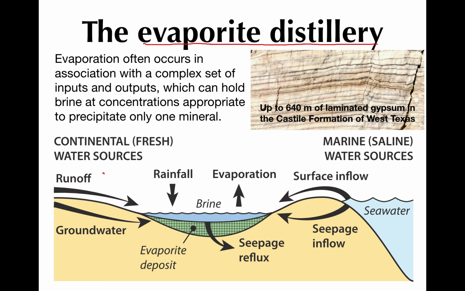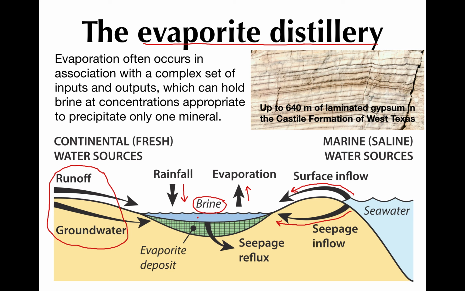We have freshwater input, either at the surface or from groundwater, that can go into this brine. We have water being removed by evaporation. We can have water being added through rainfall. We can have inflow of marine water, salt water from the ocean over the surface or seeping through some barrier. And all those water sources combined are what gives the brine its chemistry.